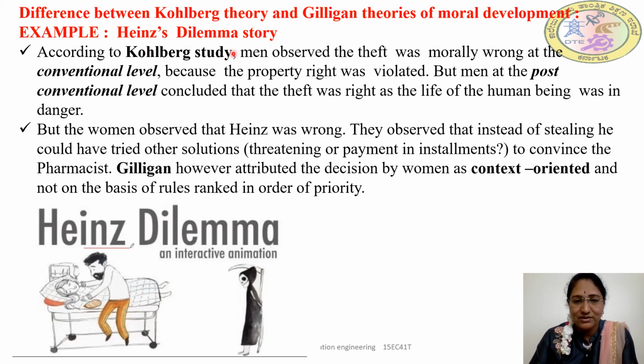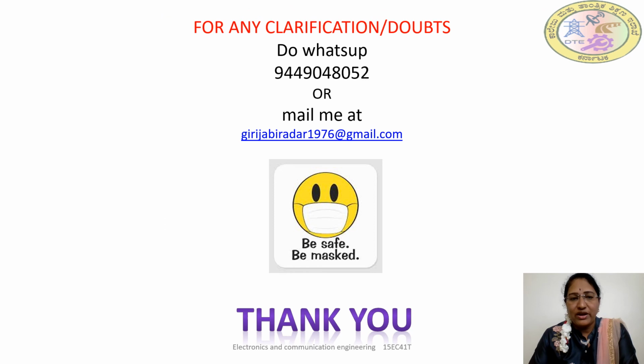Okay, I think this topic is very clear to you. Today we studied a very important topic, the moral development theory given by Kohlberg and also Gilligan's theory. We compared both theories with the help of an example. So I think, students, you have understood it clearly. Okay, let us stop here. Thank you. Take care.